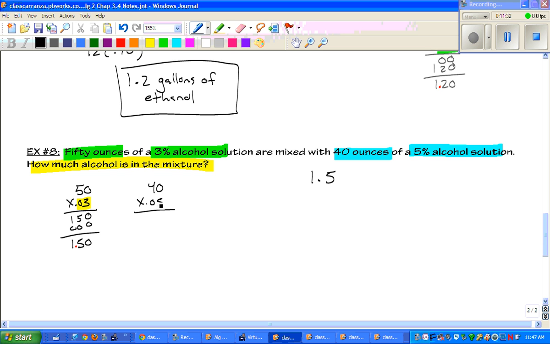Now the second one, 5 times 0 is 0. 5 times 4 is 20. Multiply the 0, add everything up. Remember how many numbers are behind the decimal, and you get 2. Add those 2 together, and you get 3.5 ounces of alcohol.